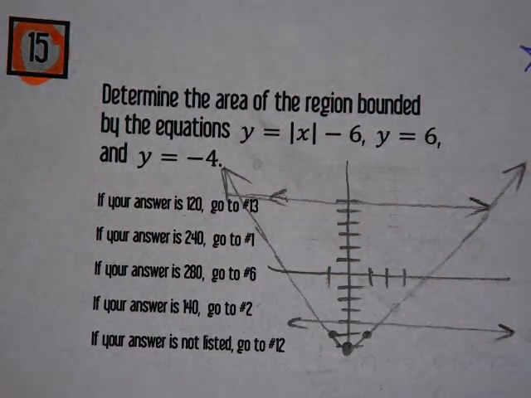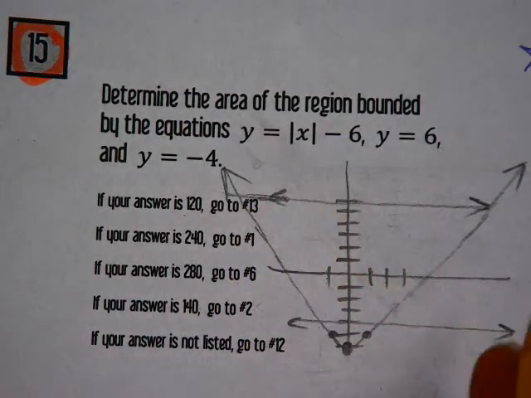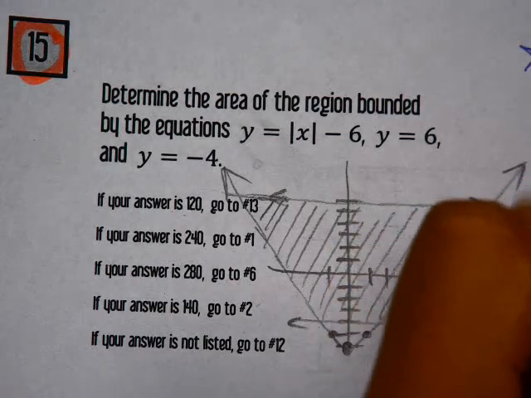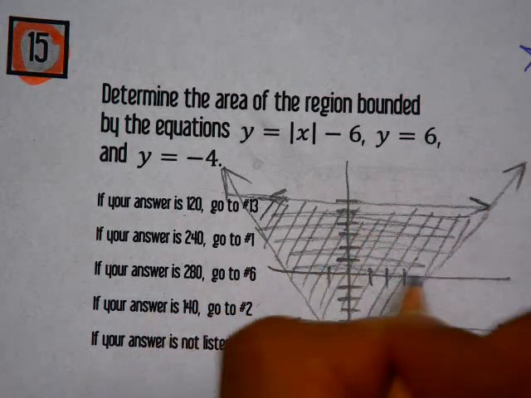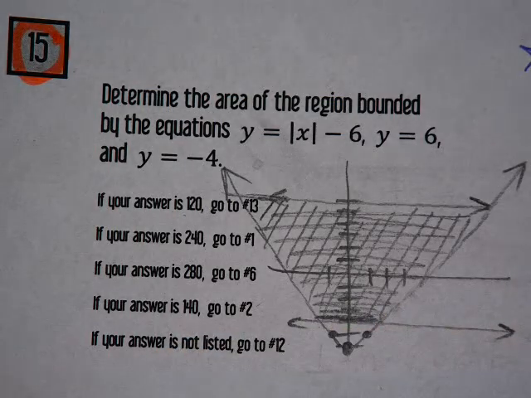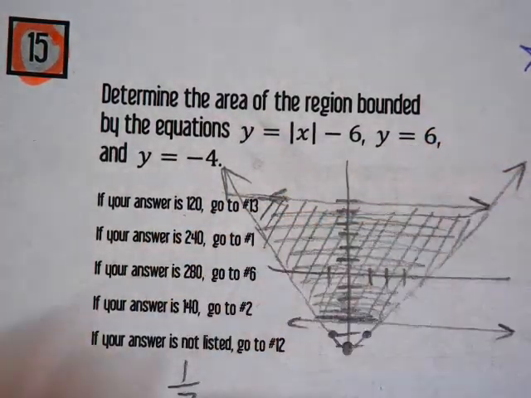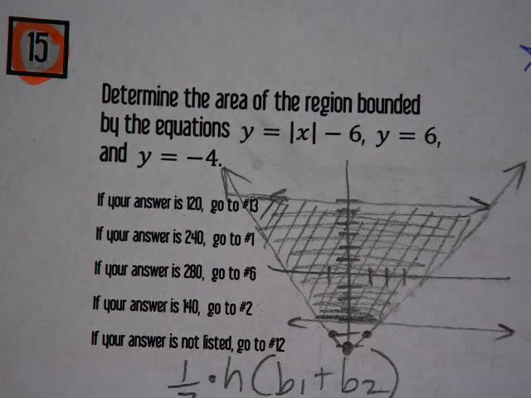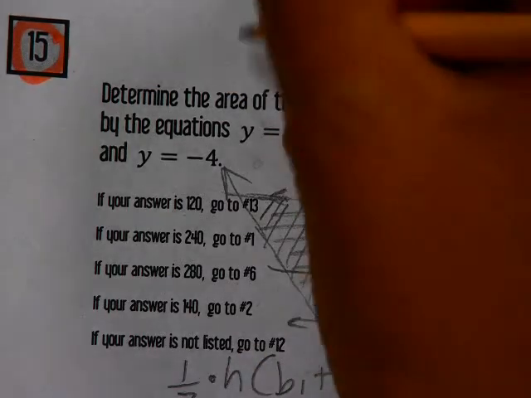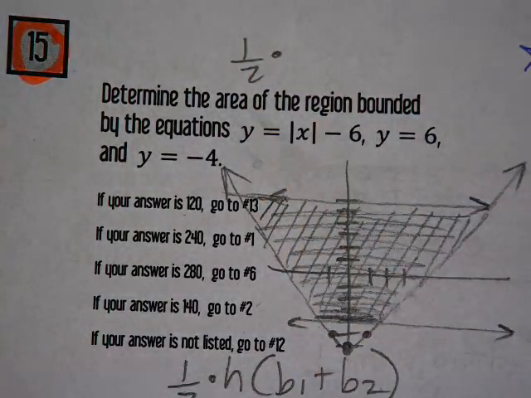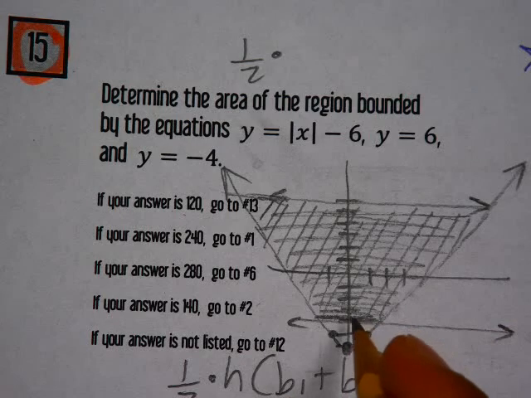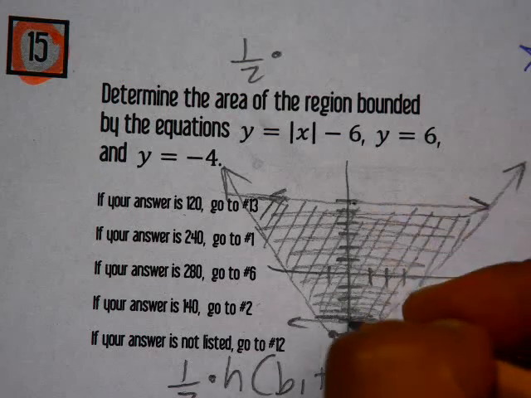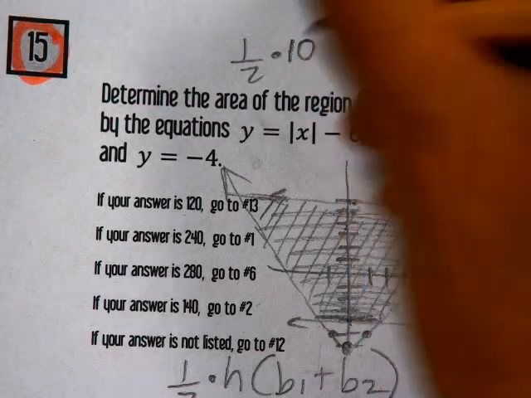Alright, so the area of the region bounded by all three of those graphs is a trapezoid. So we can see here this trapezoid. So we need to know the formula for the area of a trapezoid, which is 1/2 times the height times the sum of the bases. So in this trapezoid we have a height, so from -4 all the way up to +6, the height of the trapezoid is going to be 10 units.